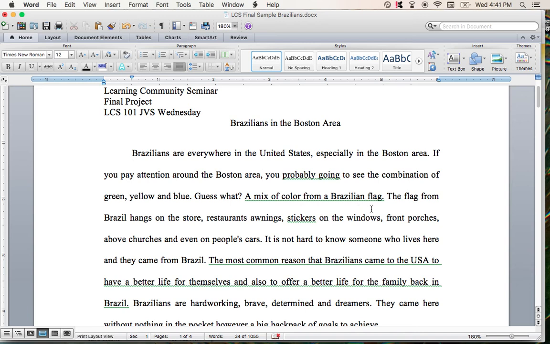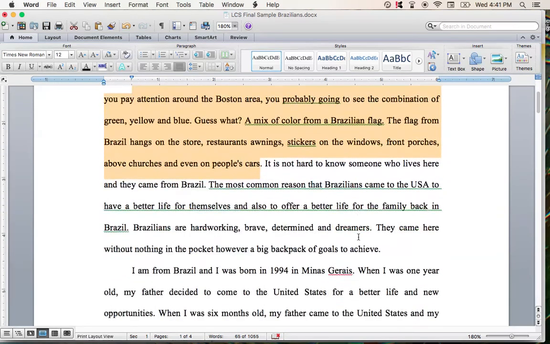Brazilians in the Boston area. So right away, the title tells you what the subject is. The subject of this is the Brazilian community in Boston. Brazilians are everywhere in the United States, especially in the Boston area. If you pay attention around the Boston area, you're probably going to see the combination of green, yellow, and blue. Guess what? A mix of color from a Brazilian flag. The flag from Brazil hangs on the store, restaurant awnings, stickers on windows, front porches, above churches, and even on people's cars. It is not hard to know someone who lives here, and they came from Brazil. And then it talks about why they came here for a better life and how they're hardworking and brave.